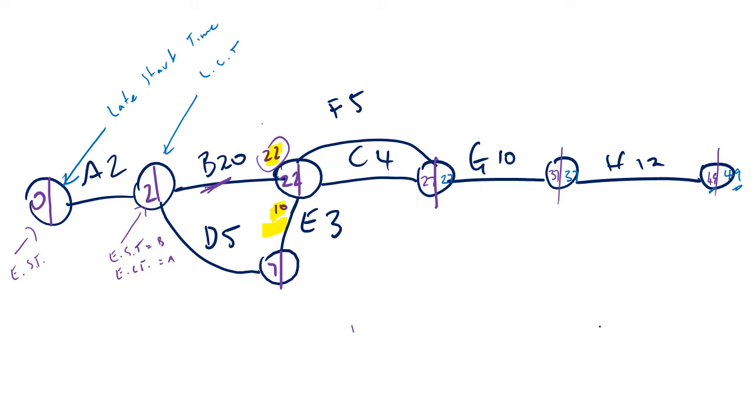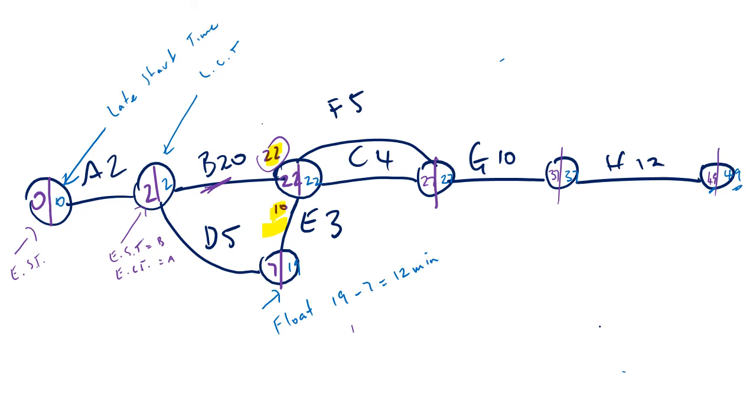Now 27 take 5 is 22. Now 22 take 3 is 19. So this is interesting here. It means we've got a float time of 19 take 7, which is 12 minutes. And then back here, 22 take 20 is 2, and 2 take 2 is 0.